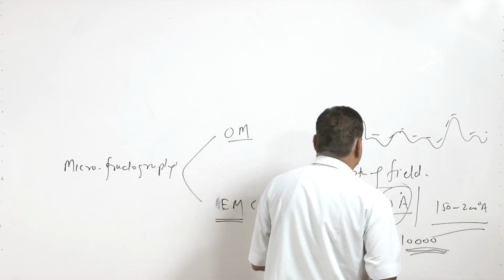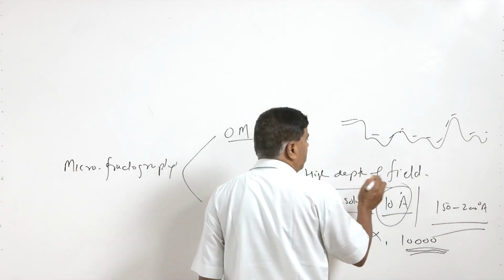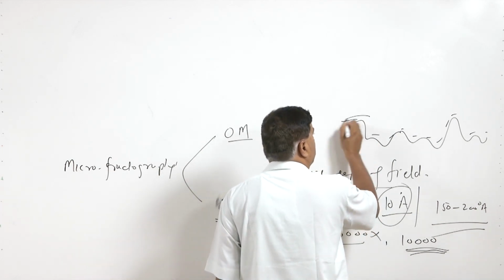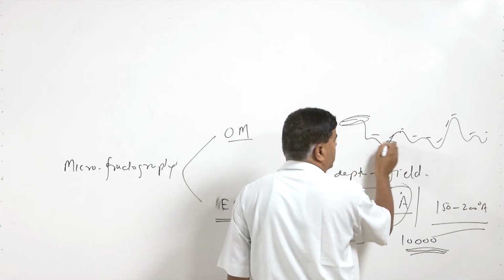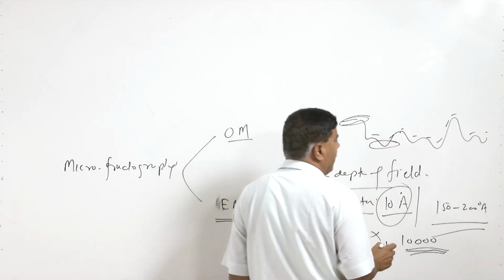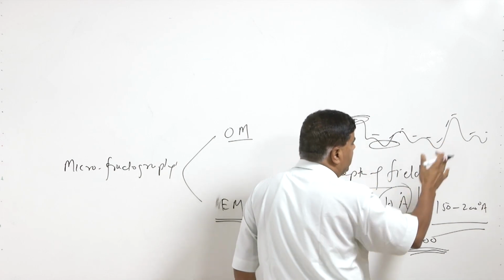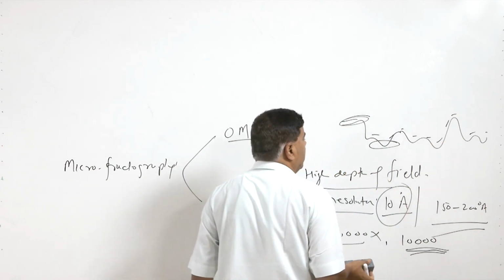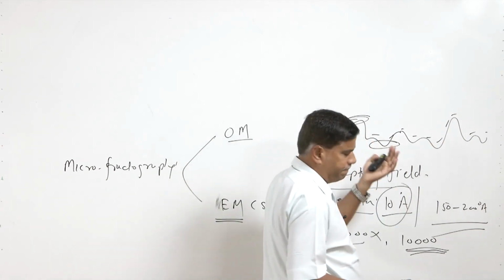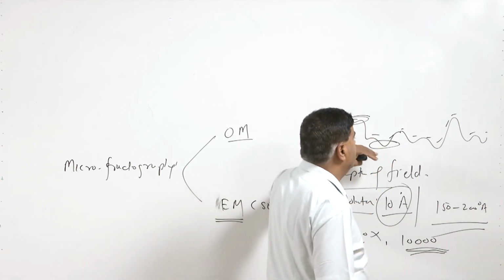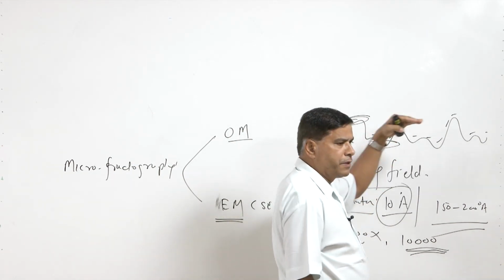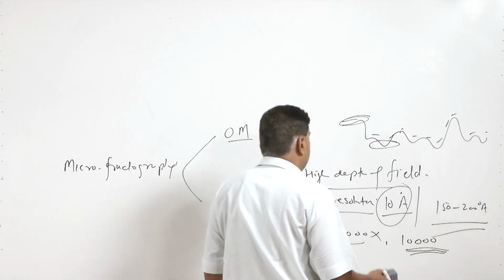So, high depth of field is needed. Otherwise, if the depth of field is limited, then one region may be good in focus, but other regions may not be. So, uniformity in focus will not be good. Somewhere you will find that one region is in focus and another region is out of focus.